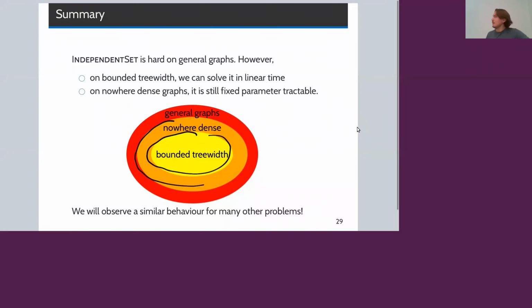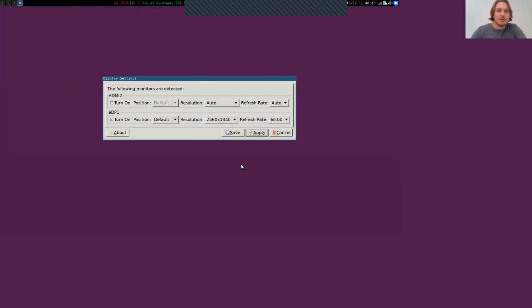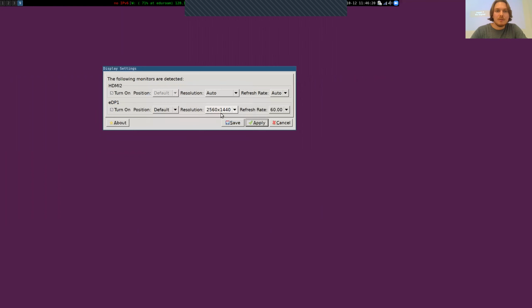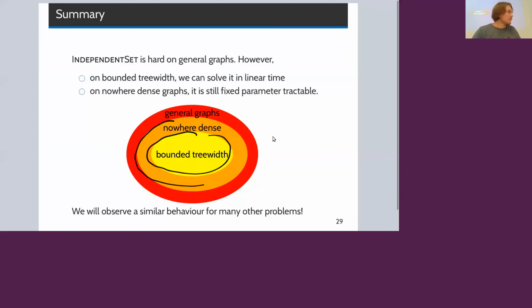We don't see the screen. Oh, sorry. Seems like the screen went off. Damn it.